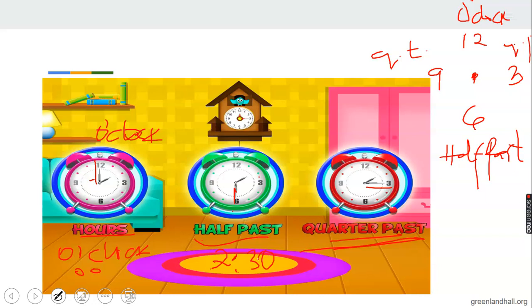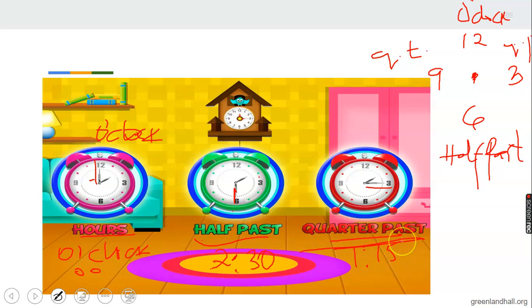This is 5, 10, 15 minutes. So this time here is 1:15 because it has passed 1. You know it has not gotten to 2 yet. It has not gotten to 2. So this is 1:15. Is that taken?